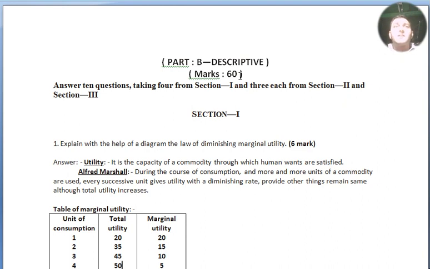Under part B, answer 10 questions taking 4 from section 1 and 3 each from section 2 and section 3.